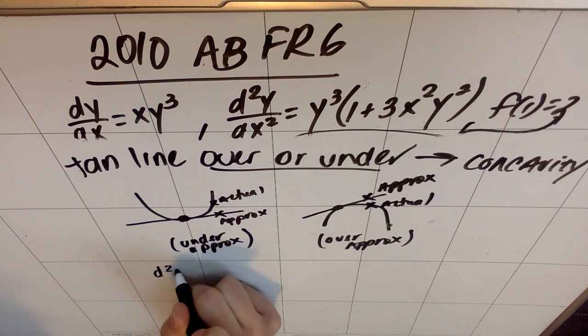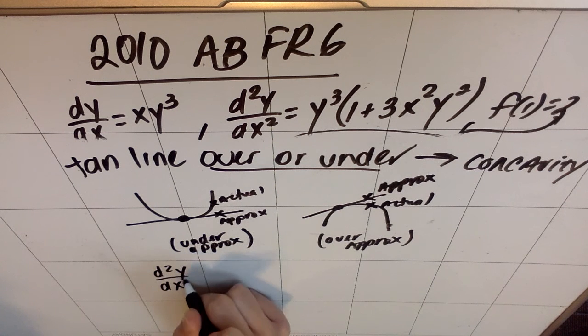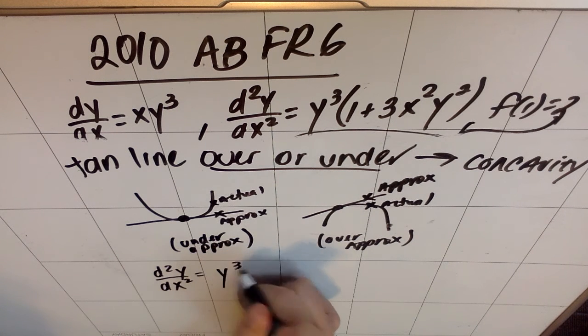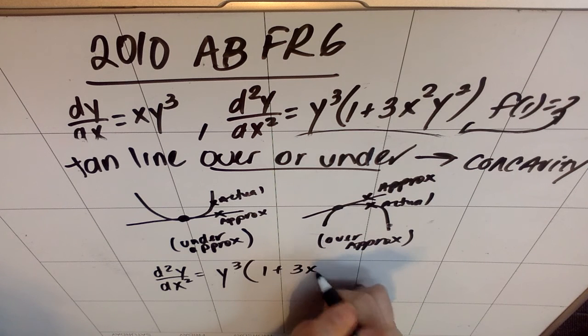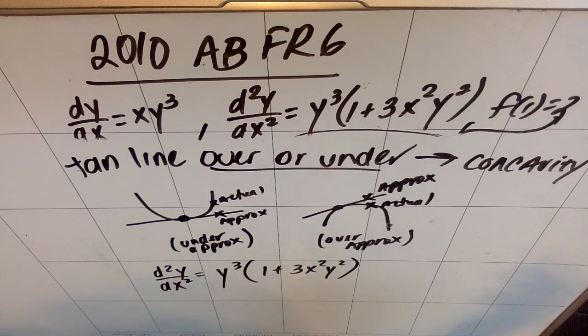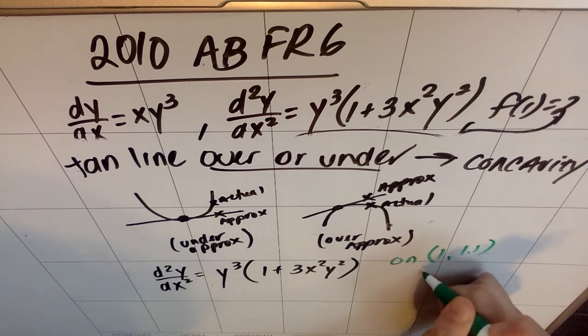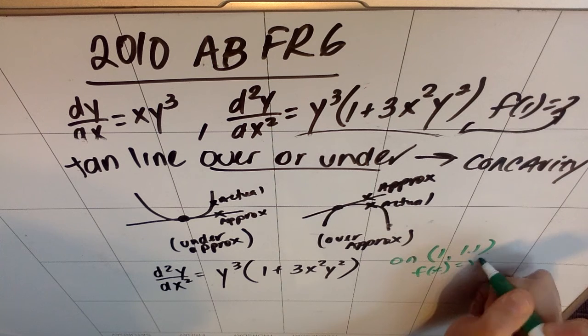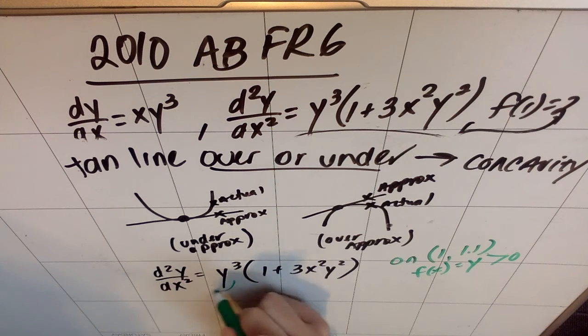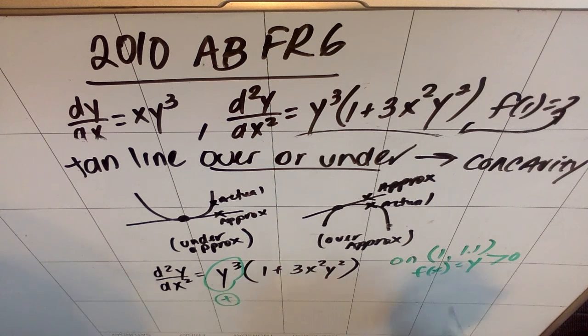I know d squared y dx squared is y cubed times the quantity 1 plus 3x squared y squared. Here's what I know. They told me that on this window, from 1 to 1.1, f of x, which is the same as y, is greater than 0. That means this guy is positive on that window. He's not always positive, but because of that information, if y is a positive number, then when you cube y, it also comes out positive.